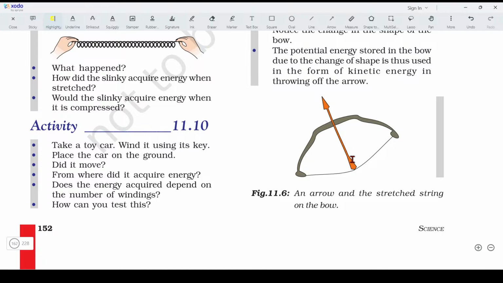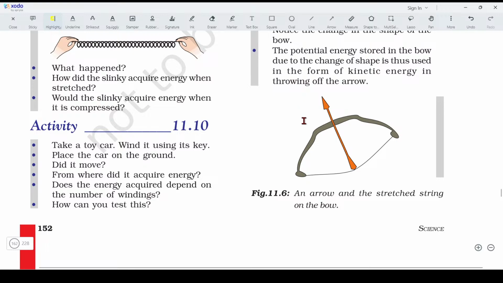So the ability to move some object through some displacement is energy, right? If this is not stretched, it will not have the energy. It cannot do work. What is work? Moving an object through some displacement, applying some force and moving an object. When it is stretched only, it can apply some force on the arrow and can move it through some displacement.